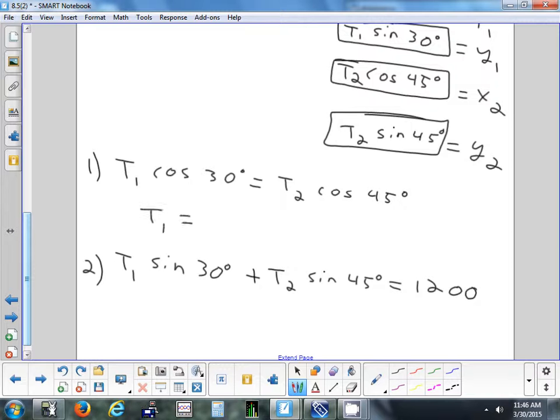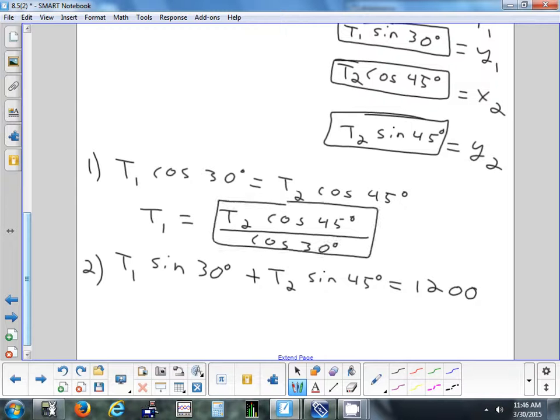So I'm going to take equation 1. I'm going to solve for T1. Okay, I'm going to divide both sides by cosine 30. So I get T2 cosine 45 divide by cosine 30. There's a formula for T1. Now, take T1 in your second equation and fill in what you just did up above.